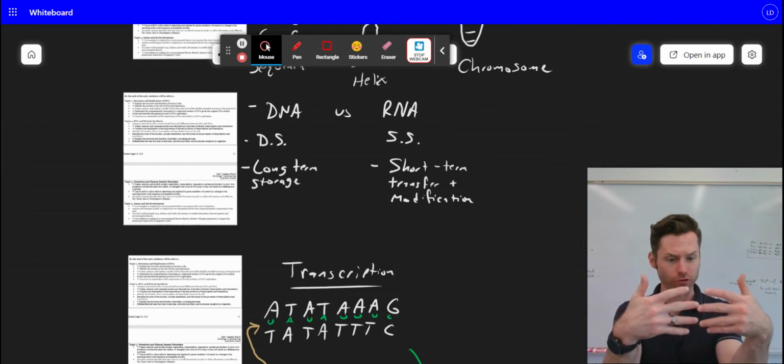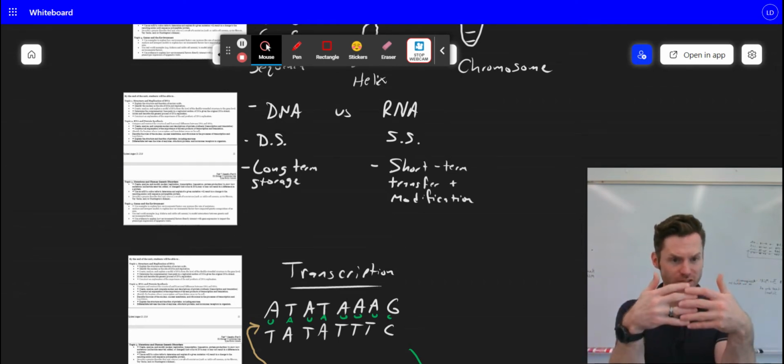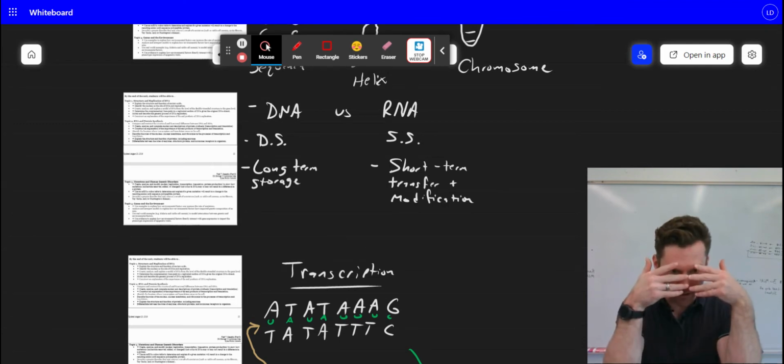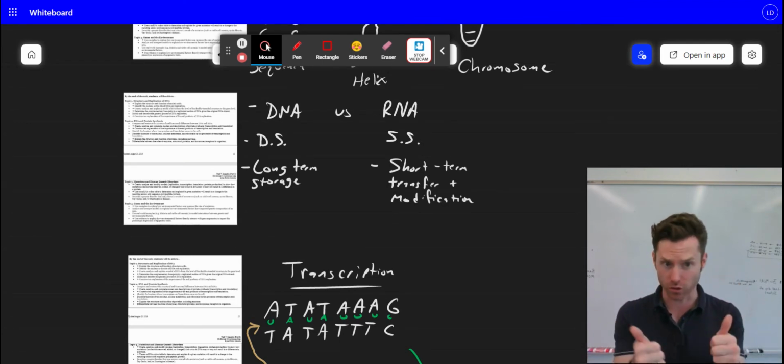And having that double strand is nice and solid. It keeps all the goodies safe, right? All the goodies are tucked on the inside of that strand, so it's cool. This is good.